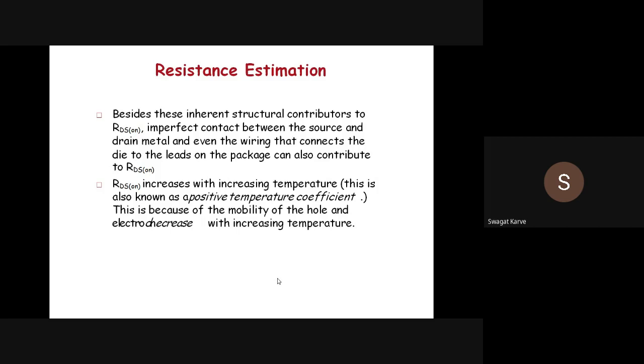After the resistance increases, the current is going to decrease, right? And mobility of electrons is the major contributing factor in the current velocity, or the charge velocity, right? So it has a positive temperature coefficient.